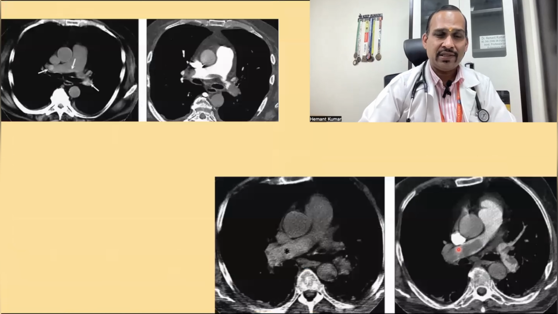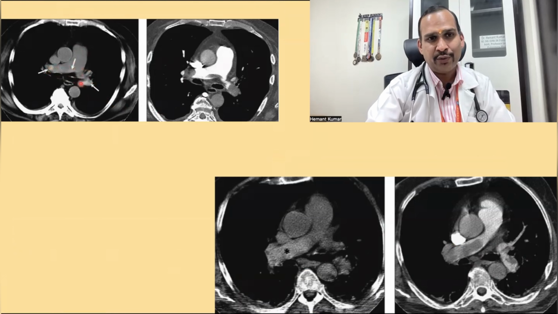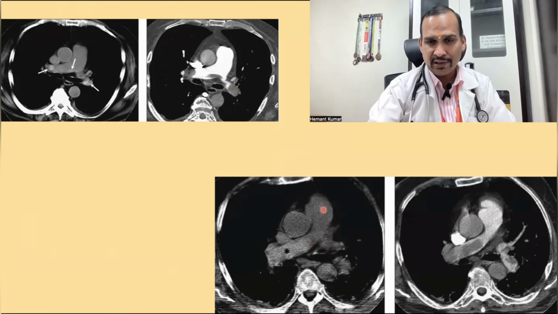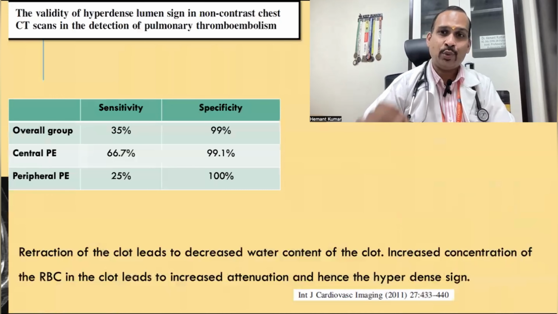Now, in the same CT scan, you can see this is white color on non-contrast CT. This is the hyperattenuating sign. If you do a pulmonary angiogram, you will find the same pulmonary embolism. In this one, you can see the pulmonary trunk and right pulmonary artery. You can see white color, hyperattenuation. If you do an angiogram, you can see pulmonary embolism at the same site. Here, can you see white? This is pulmonary embolism.